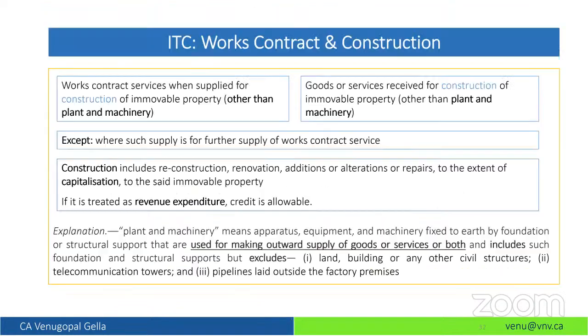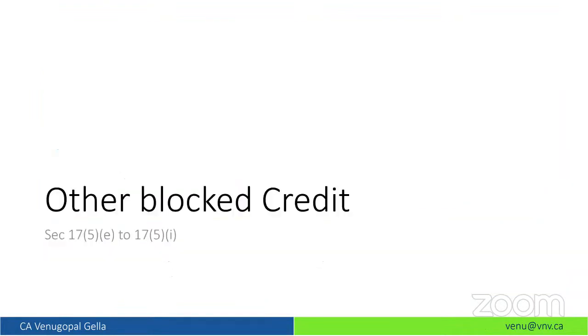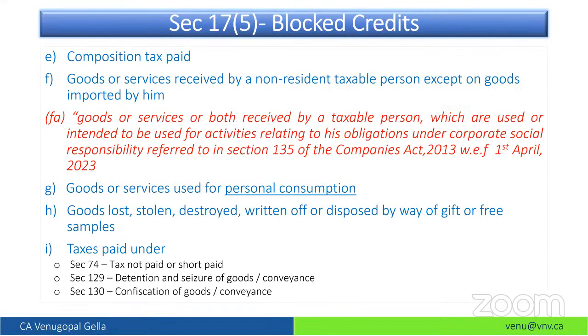Then works contract, construction of building, even if that building is used for renting it further, like a mall or anything, not allowed. Manufacturing building constructed, not allowed. So anything of that is not allowed. What is allowed in case of construction services is repairs and maintenance incurred and debited to the P&L. The other credits not allowed is if it is on account of payment made by the supplier and it results under section 74, you are not allowed.